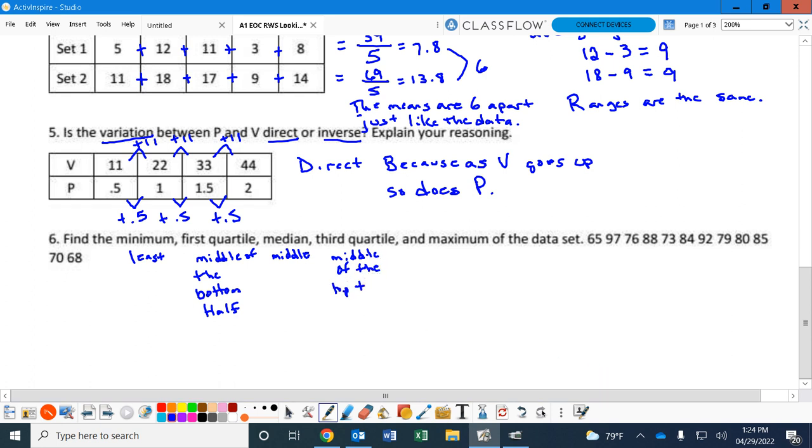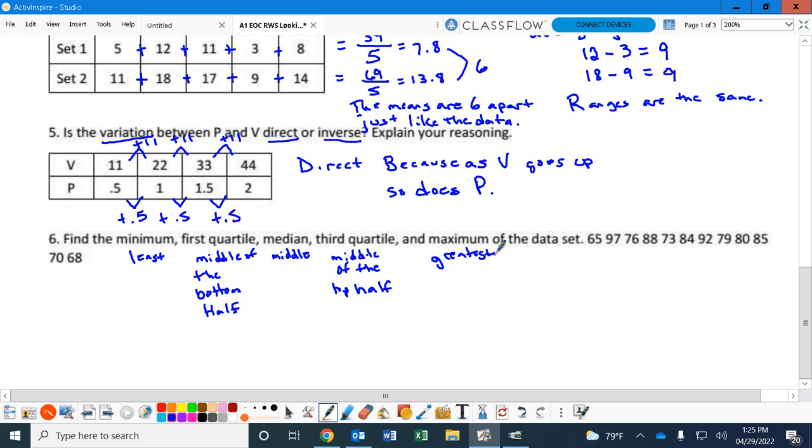Let me try that again. Middle of the top half. And then the maximum is going to be what? Maximum is the greatest. Top number, greatest number, whatever you want to think of it as, but it's the greatest. Okay, here's the problem. You can't do any of this until you do what with the numbers? Put them in order. You have to put them in order before you do anything else.